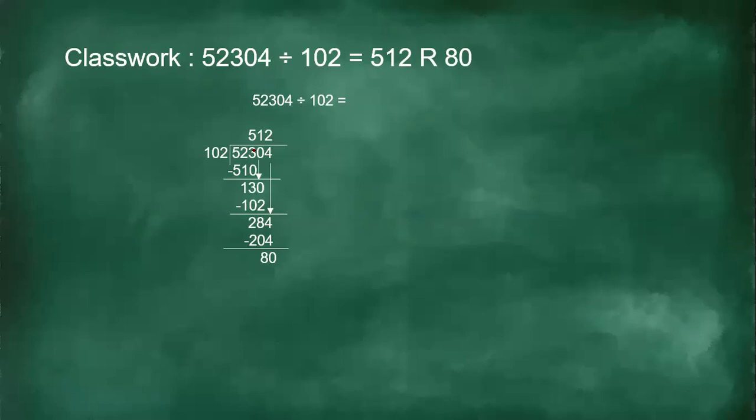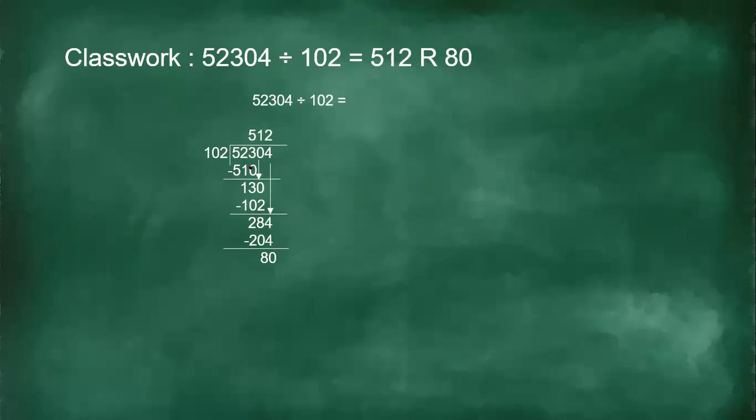Hello. Please help us with number 1. Here's the question: 102 divided by 52,304. After we say, 102 goes how many times into 52? It doesn't. So we say, 102 goes how many times into 523? It gives us 510.